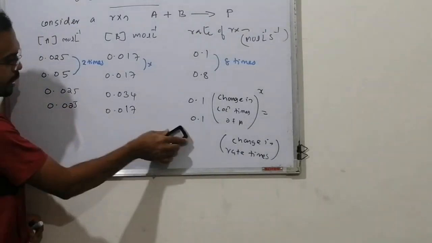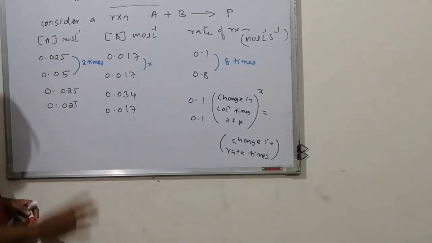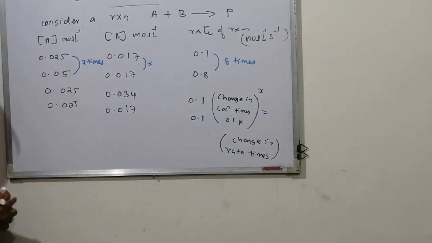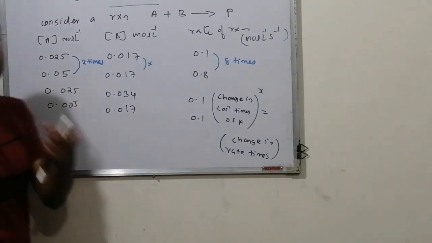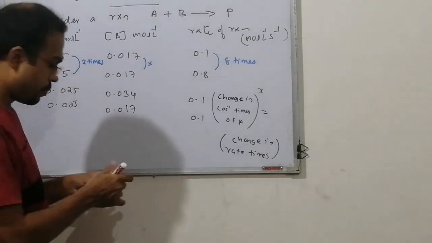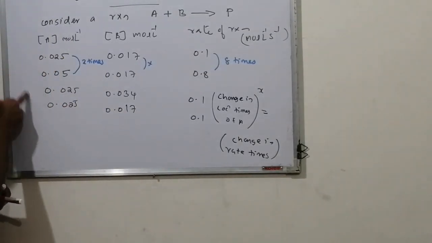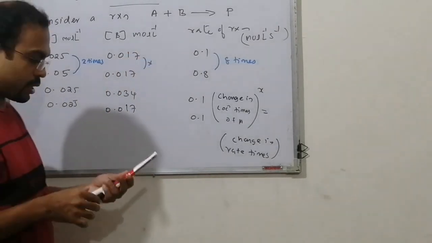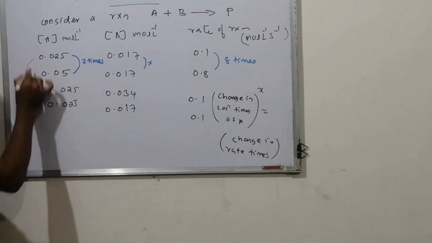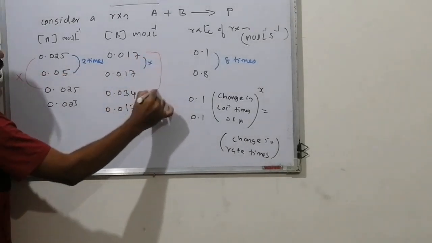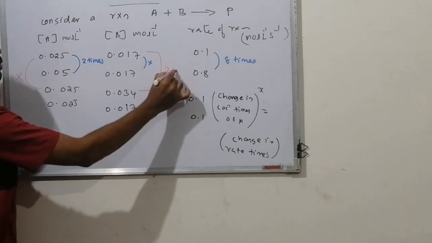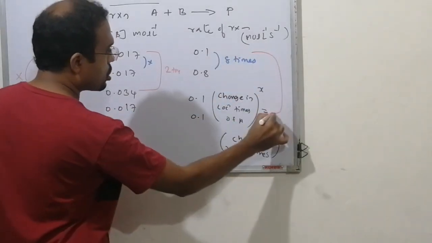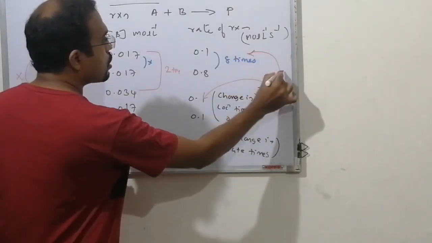Now we can go to B. For B, what shall you select? You select the experiments where the concentration of A is constant but B is varying. Here the concentration of A is constant, and the corresponding pair is also constant for B. Don't take that, but take this. How many times does B change? 2 times. What is the rate change? Tell me, I am talking about this one. 0 times.